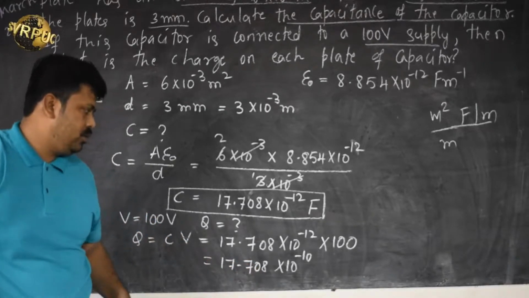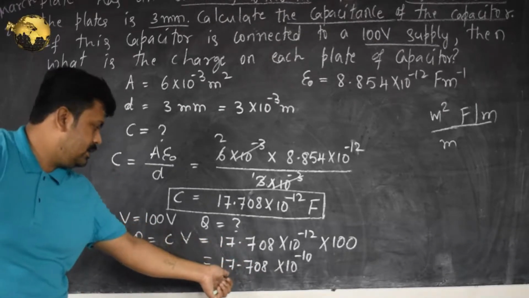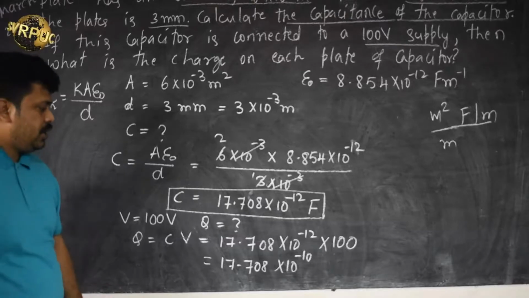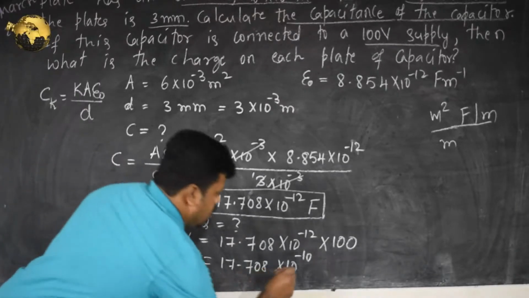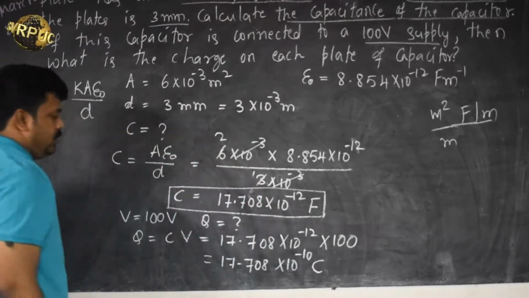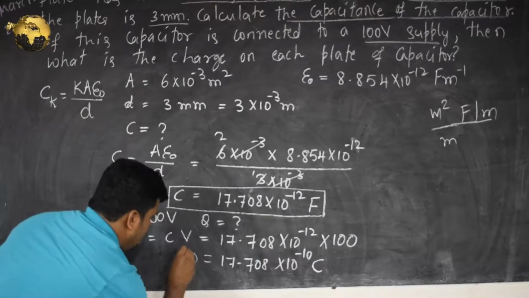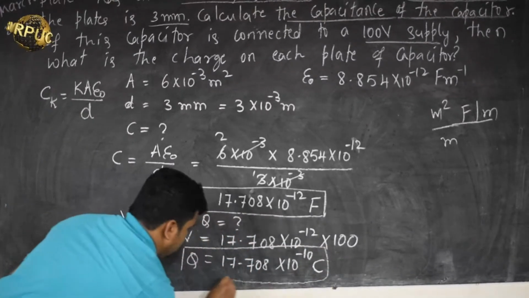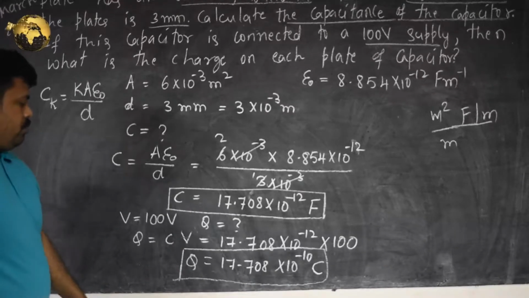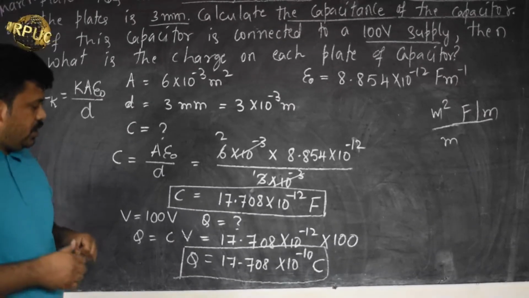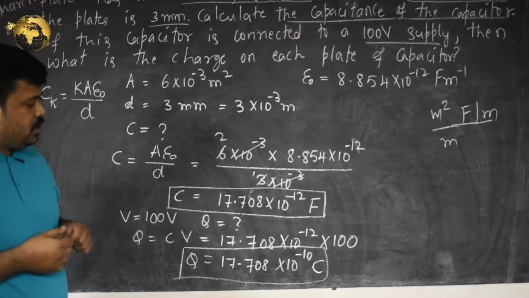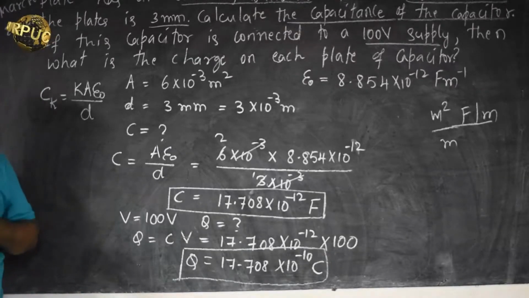This value is not going to change anything here. So I can write it as 17.708 into 10 to the power minus 10 coulomb. This is coulomb. So the charge on each plate of the capacitor is going to be 17.708 into 10 to the power minus 10 coulomb. So we are done with the question.